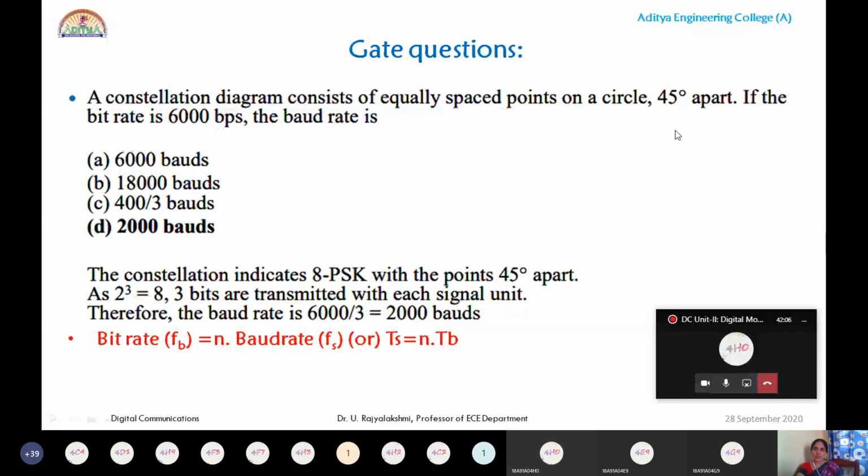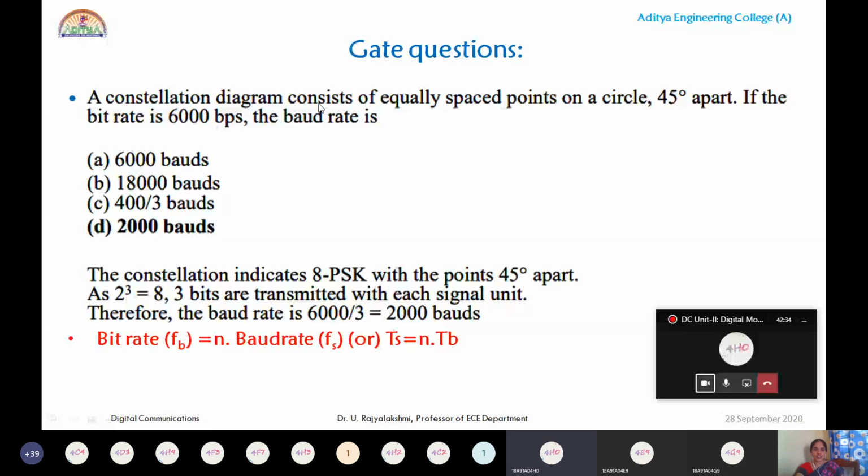Now for QPSK, what is the phase difference between two successive points? Pi by 2. Okay, what is the phase difference between two successive points in BPSK? Pi. Okay. So finally, you can conclude that it is 8-array PSK. For 8-array PSK, what is the value of n? 3. N is 3.